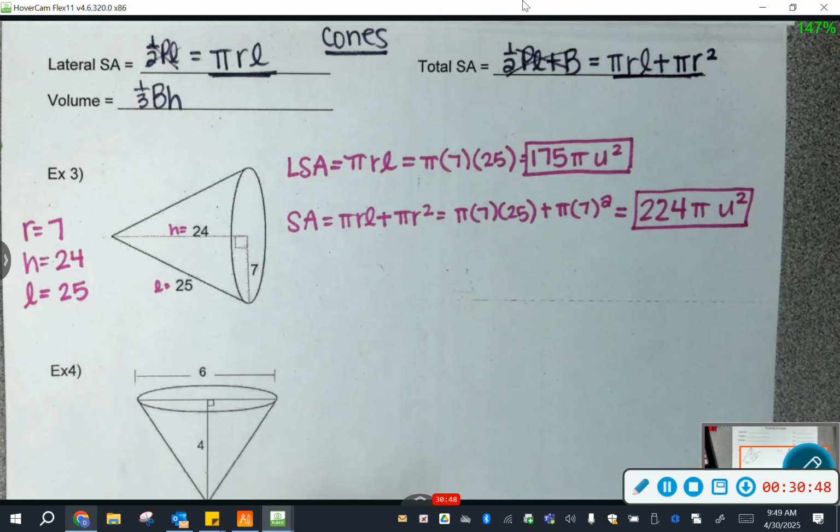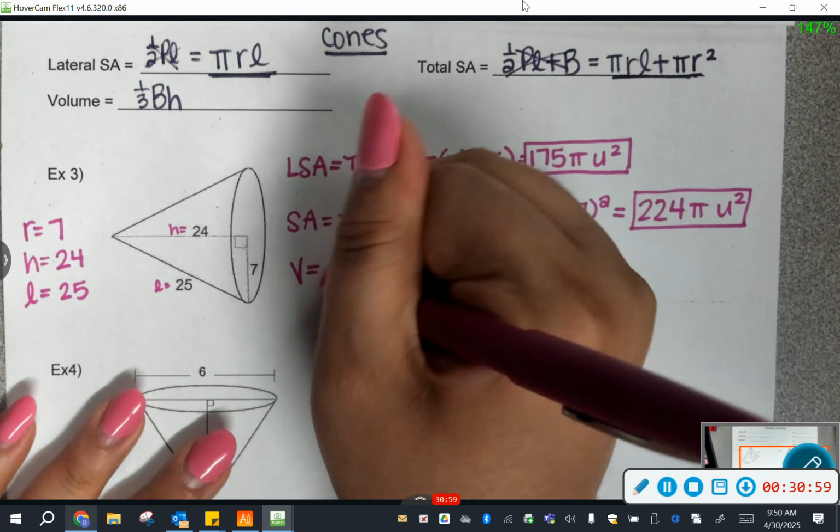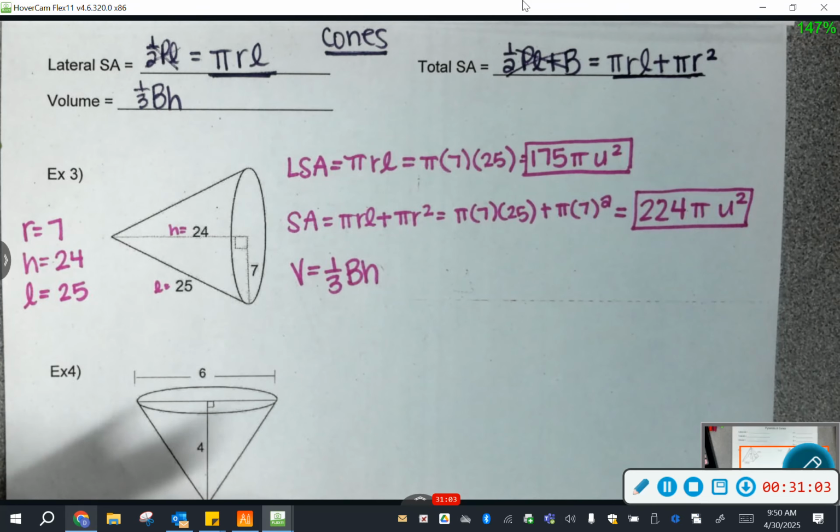Do y'all agree both of those you just basically copied down the formula and plugged in? We did not have to search for anything yet. That's why we like cones. However, volume of cones is not the same. The volume of cones is 1/3 big B H. You have to know how to find big B.